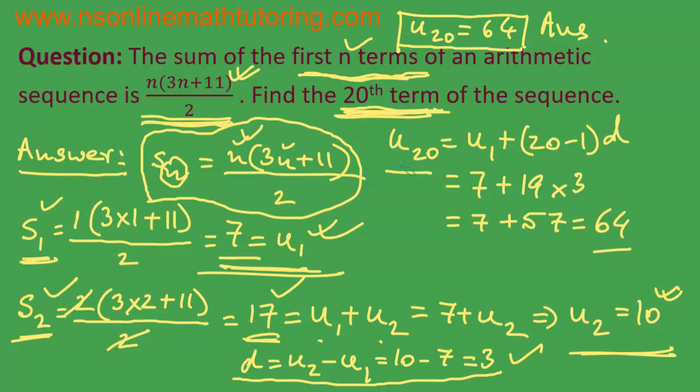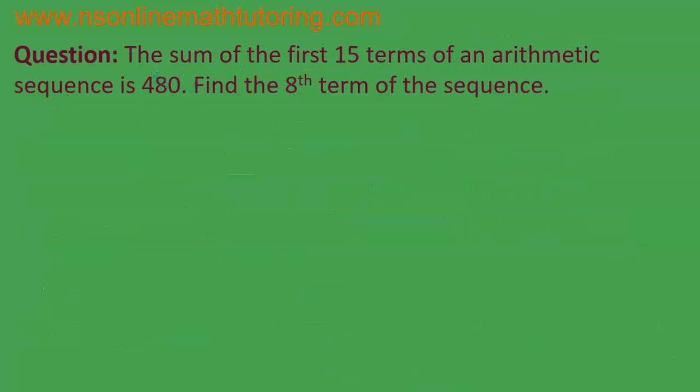Therefore, let us move on to the next question. The sum of the first 15 terms of an arithmetic sequence is 480. Find the 8th term of the sequence. Okay, let's try.